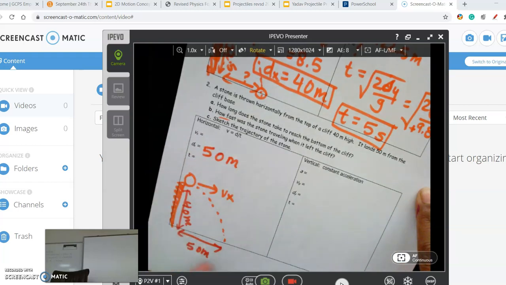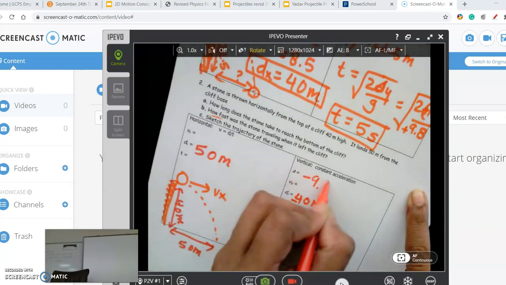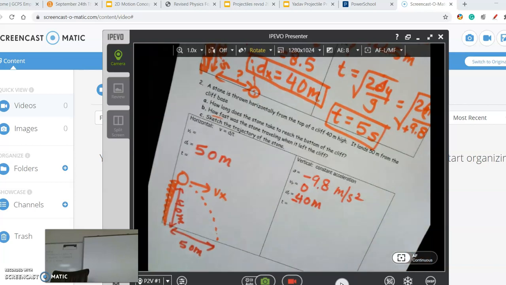Y displacement would be 40 meters. And remember, it's negative because the stone is going down on the y side. Now we know acceleration is going to be negative 9.8. That's my y acceleration. Initial velocity in y would be 0. These are the two things you can always fill in when you start.